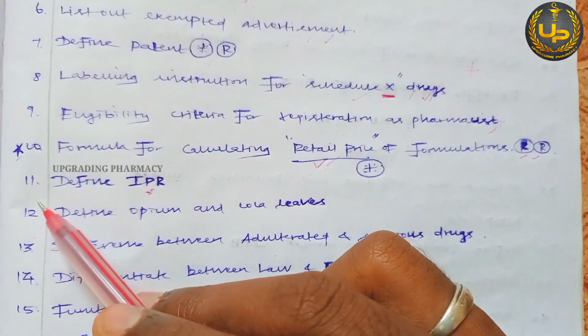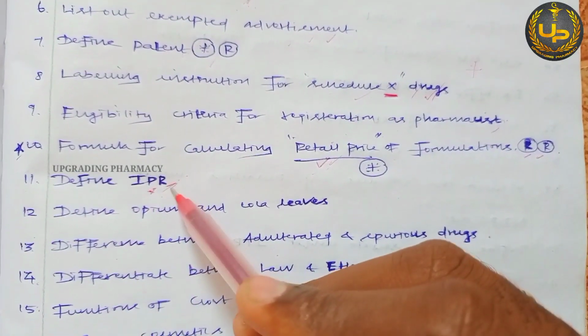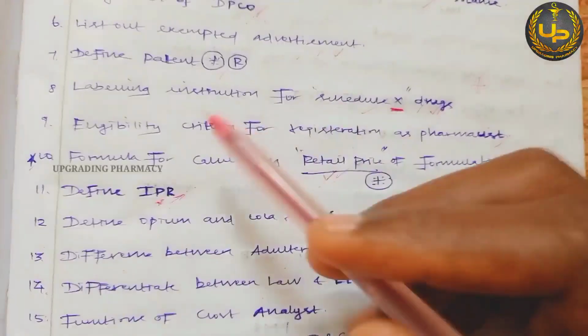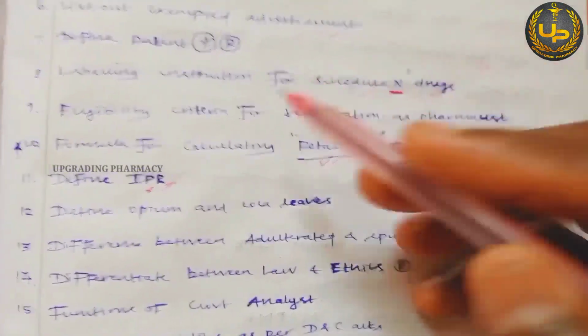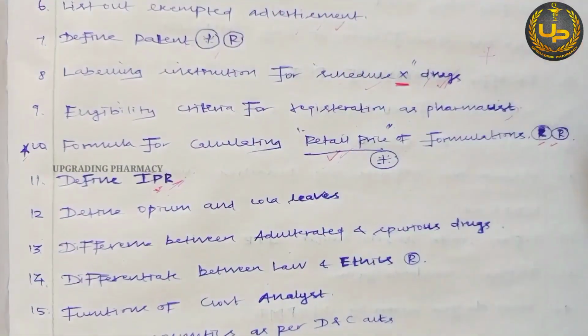Next, the 11th question: define IPR. IPR means intellectual property rights, that is, patents. What is a patent, what is the patent period, how can we apply, and what are the eligibility criteria?